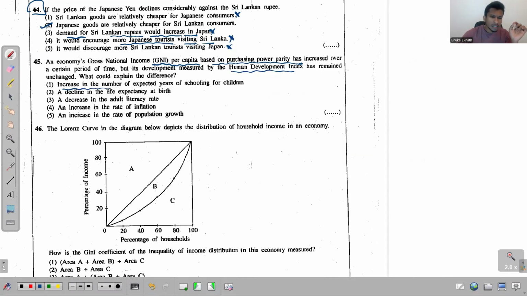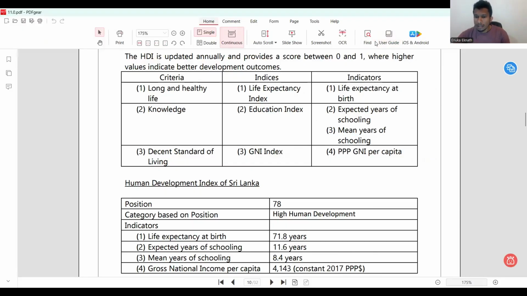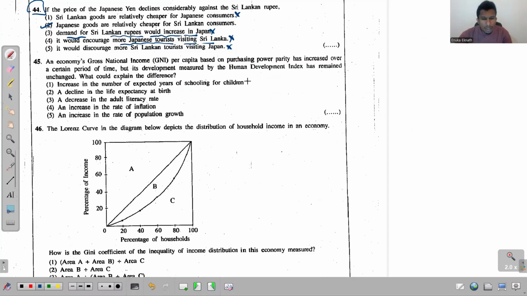First one, increase in the number of expected years of schooling. So that is something favorable again, right? In that particular option, they say that the expected years of schooling is increasing, right? That is increasing. Then obviously this has also increased. If this increases, then the Human Development Index will increase, but it remains the same in this given question. So that can't be the answer, but the second one, a decline in the life expectancy at birth, 100% true.